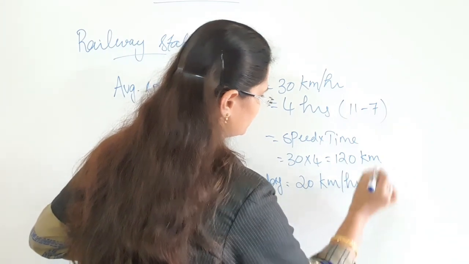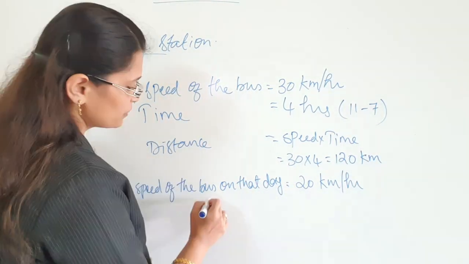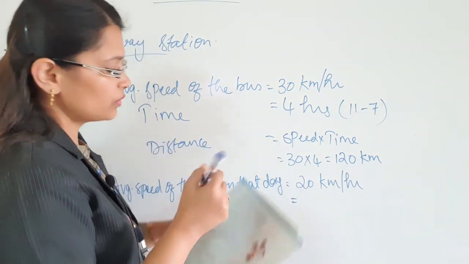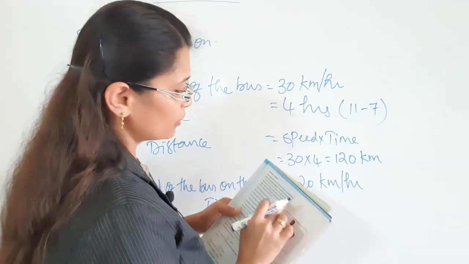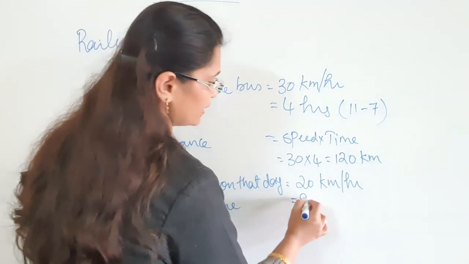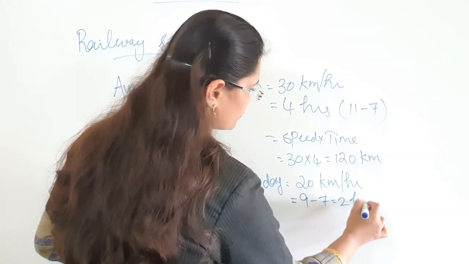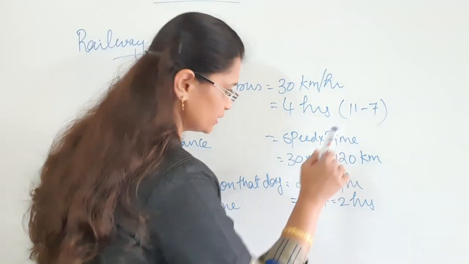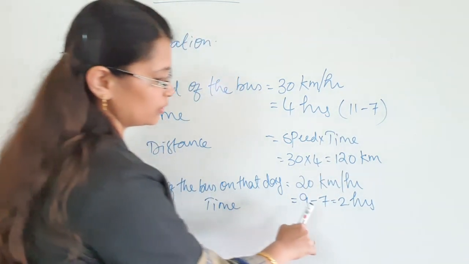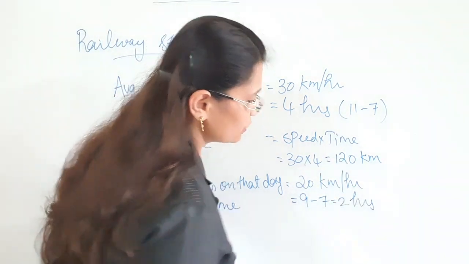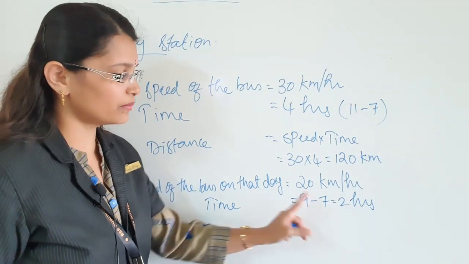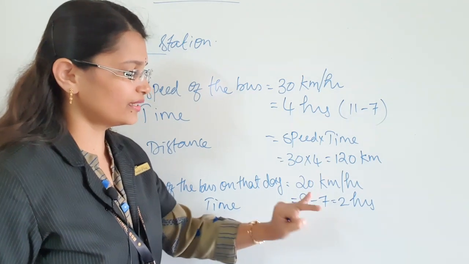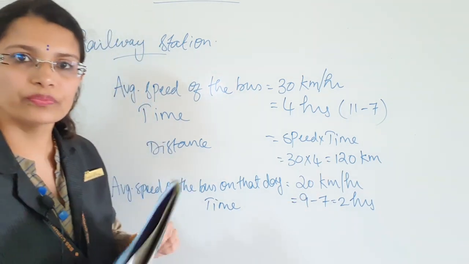Time taken is equal to, 7 o'clock he started and then he got down from the bus at 9. So, 9 minus 7 is equal to 2 hours. Average speed of the bus on that day is equal to 20 kilometer per hour. Time is equal to 9 minus 7 is equal to 2 hours. He started at 7 but he got down from the bus at 9. So, after 7, 8, 9, that is 9 minus 7 is equal to 2 hours.